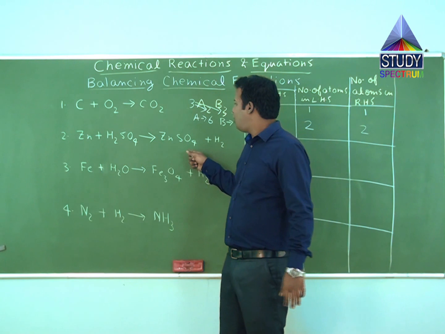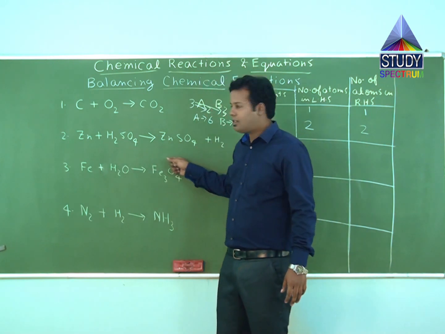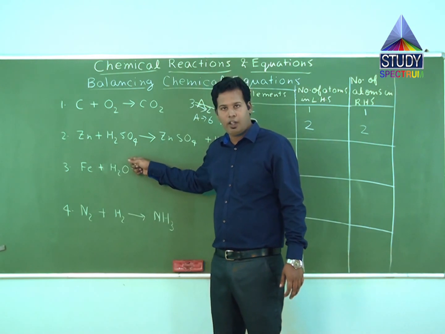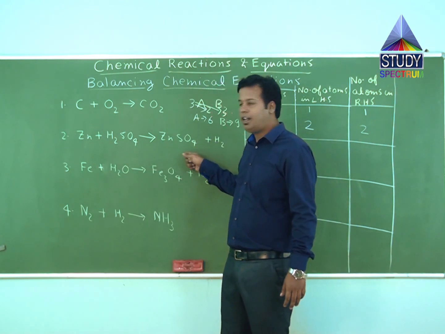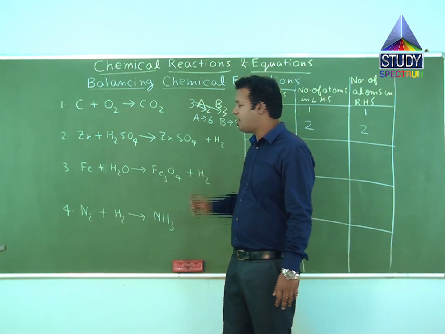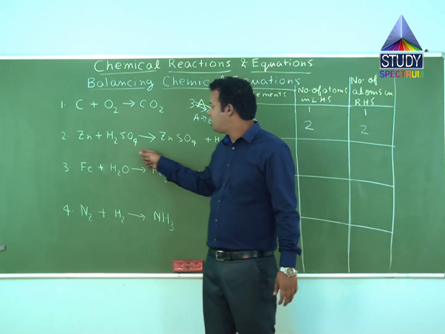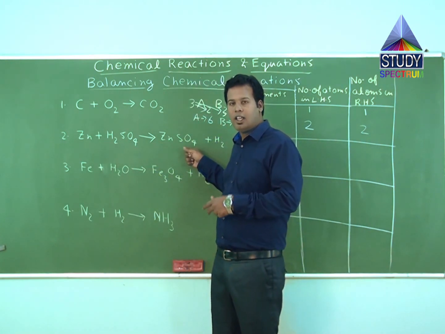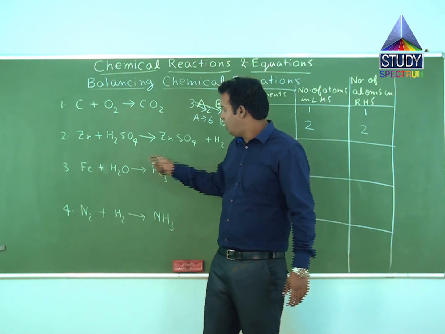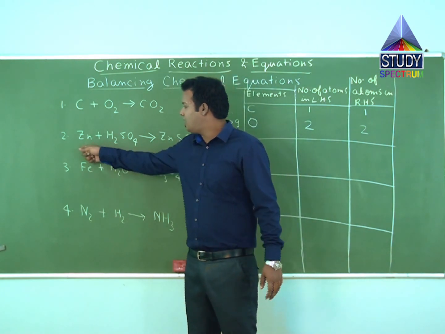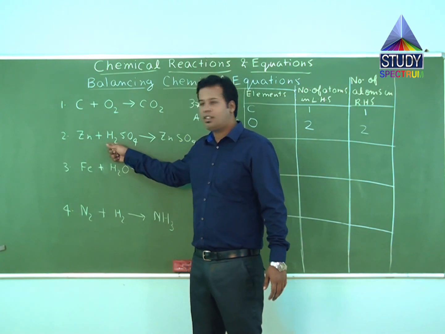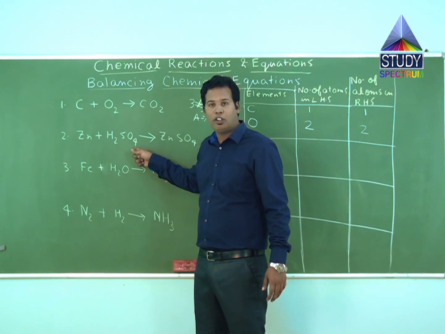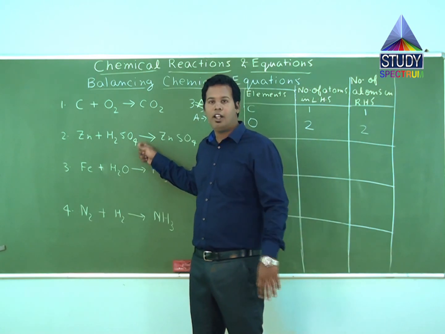Now, similarly, if we talk about the second reaction, that is zinc when allowed to react with H2SO4, sulfuric acid, it forms zinc sulfate, that is ZnSO4, and releases hydrogen gas. Now let us see what are the elements involved in LHS of this equation and what are the same elements in RHS. Now if we talk about LHS, we can see zinc as one element, hydrogen as second element, sulfur as third element, and oxygen as fourth element. So there are 4 elements involved in LHS.